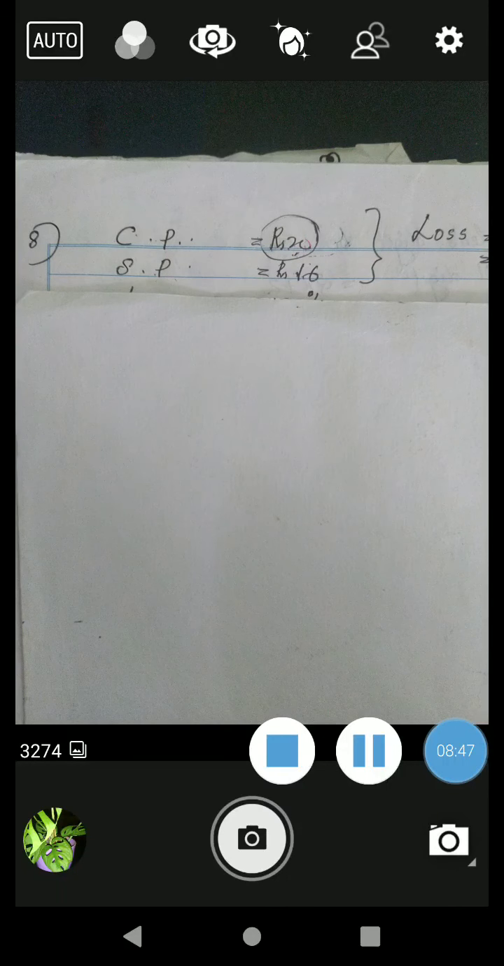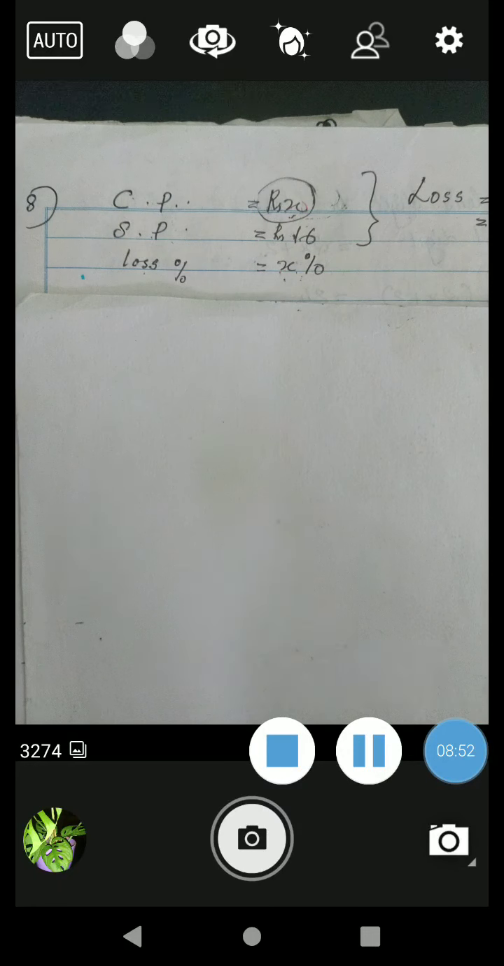Now, we can write the given things. Cost price is given, that is rupees x. That is the unknown value. Selling price is rupees 60 and loss percentage is x percentage. These things are given. Now, from here, we can find loss. We already learned that when cost price is greater than selling price, there is loss. Therefore, loss is equal to cost price minus selling price.